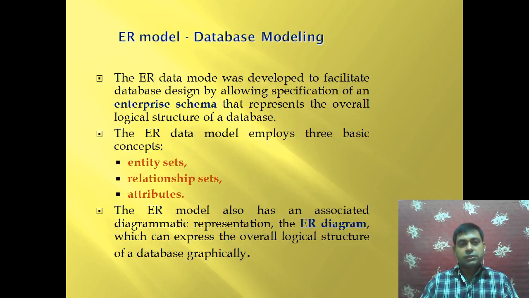Now, starting with the discussion on the ER model, the database modeling part. The ER model was developed to facilitate database design by allowing specification of an enterprise schema that represents the overall logical structure of a database. So, the entity relationship model basically contains three major parts. Number one is entity set, number two is relationship sets, and the third one is attributes.